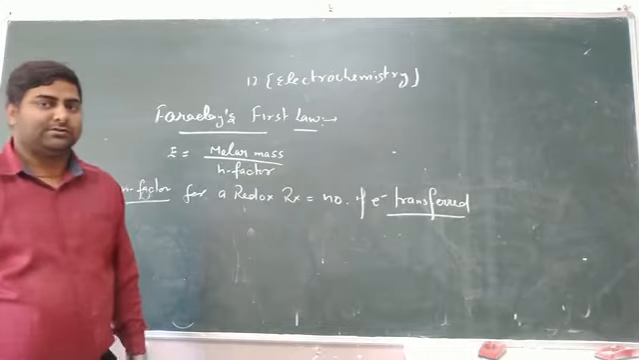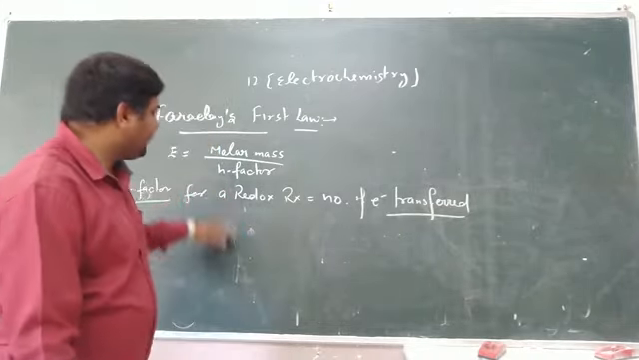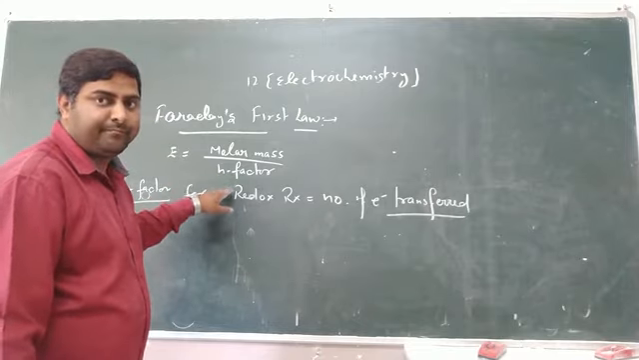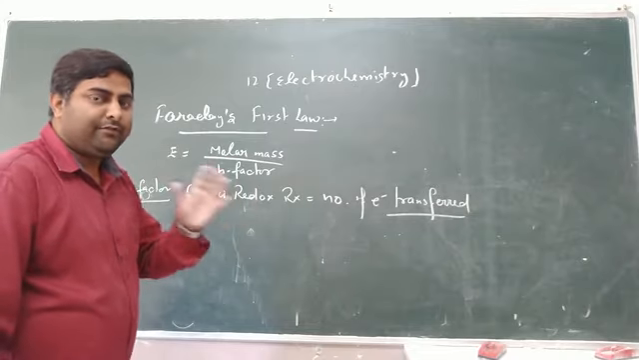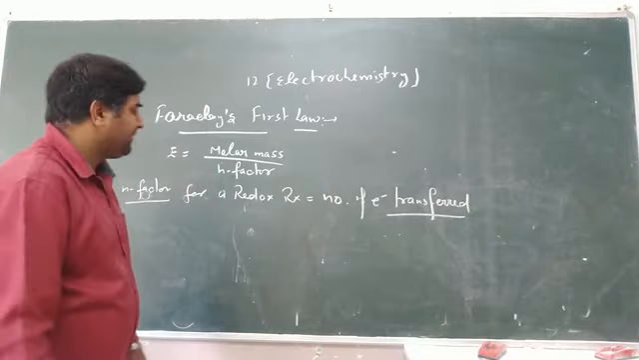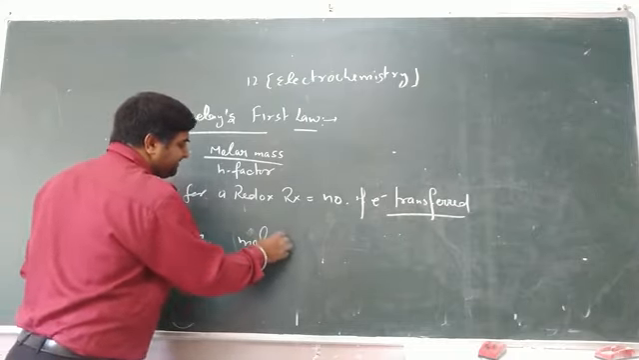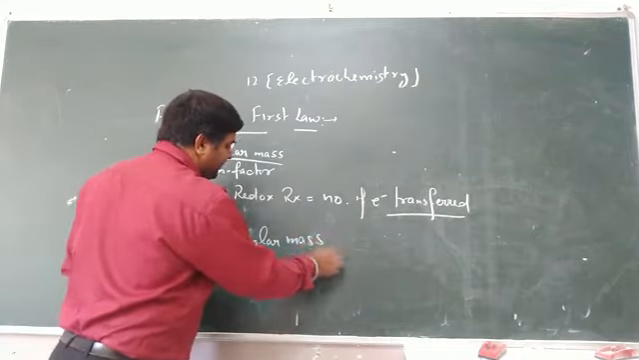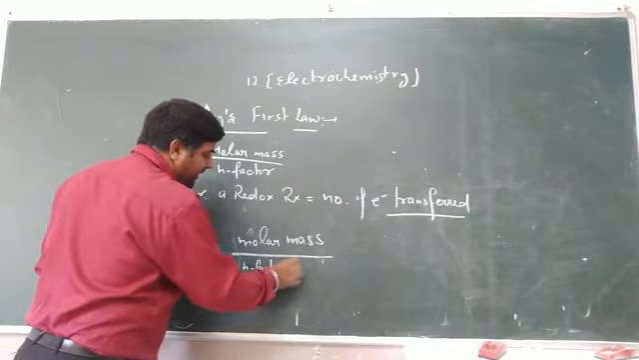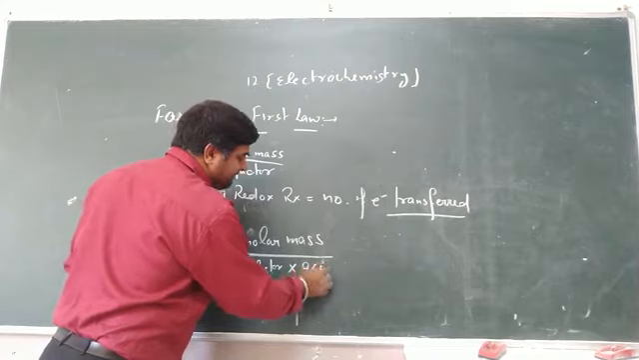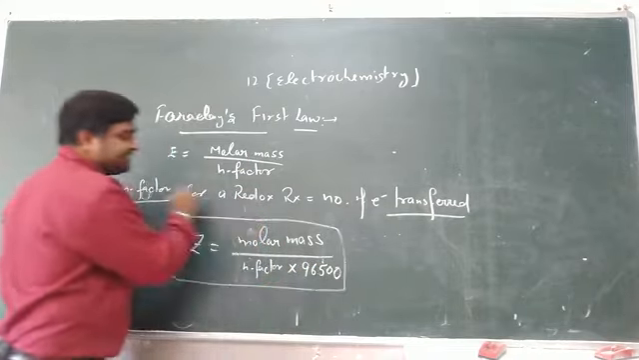So, how many electrons are being transferred in a redox reaction? That represents the N factor. Now we can easily find the value of Z. Z is equal to molar mass divided by N factor into 96500. This is the value of Z.